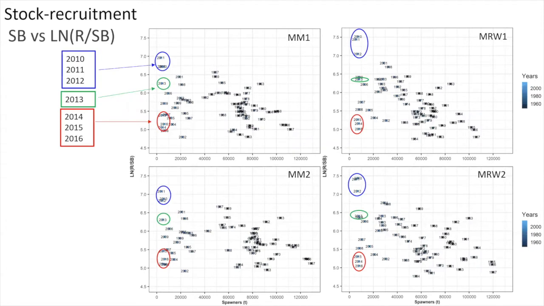Here I plot the spawning biomass versus the natural log of the recruits per spawner. Here I put in color the more recent years. We can see that in the last years, for example 2014, 15, and 16, we can observe a decline in the natural log of recruits per spawner as the biomass declines. But it's important to mention here that there are no negative values of the natural log of recruits per spawner. So apparently, no recruitment failures have been observed in this stock.